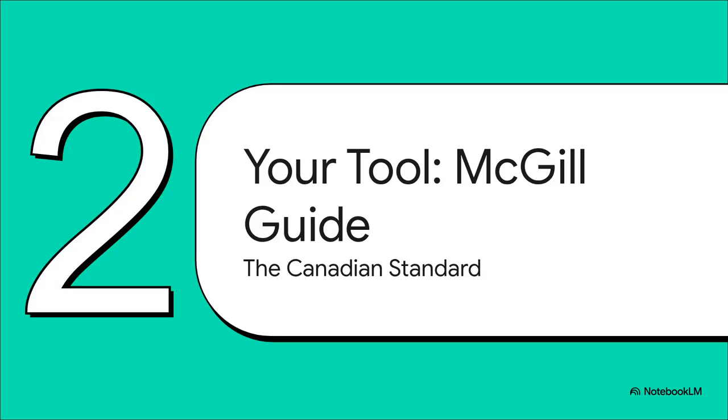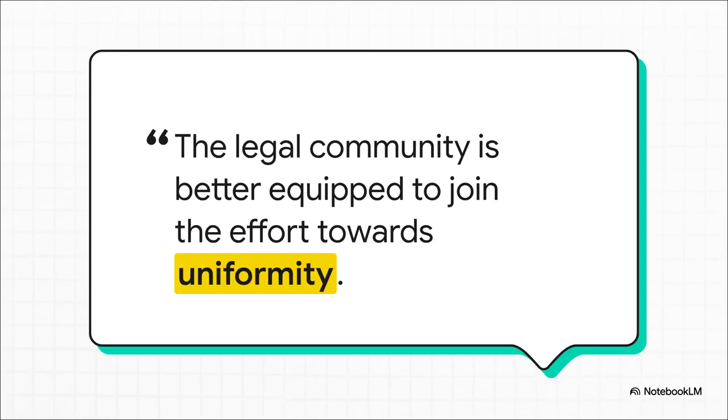So, if precision is the goal, how do we actually get there? Well, the good news is, in Canada, we're not just guessing. There is one definitive rulebook that everybody follows. And that rulebook is the Canadian Guide to Uniform Legal Citation. But you're almost always going to hear people just call it the McGill Guide. It's the absolute gold standard used by courts, law schools, you name it, all across the country. It makes sure we're all speaking the same citation language.